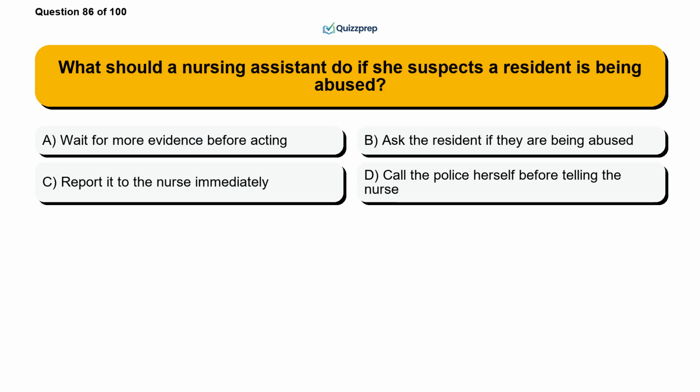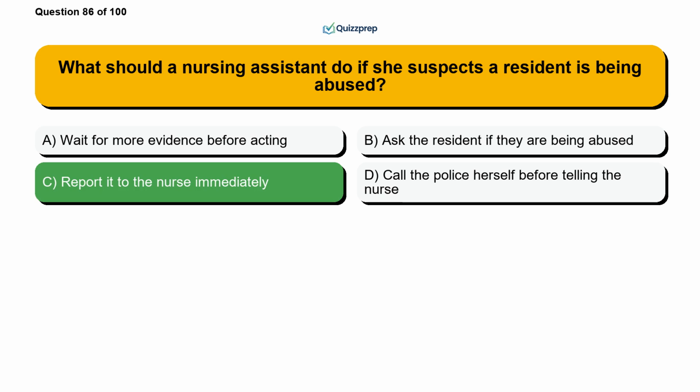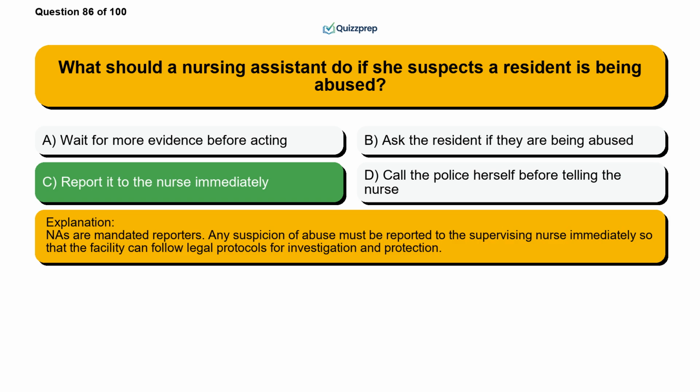Question 86. What should a nursing assistant do if she suspects a resident is being abused? Option A, wait for more evidence before acting. Option B, ask the resident if they are being abused. Option C, report it to the nurse immediately. Option D, call the police herself before telling the nurse. The correct answer is option C, report it to the nurse immediately. NAs are mandated reporters. Any suspicion of abuse must be reported to the supervising nurse immediately so that the facility can follow legal protocols for investigation and protection.